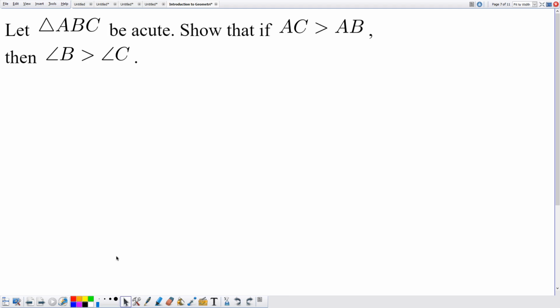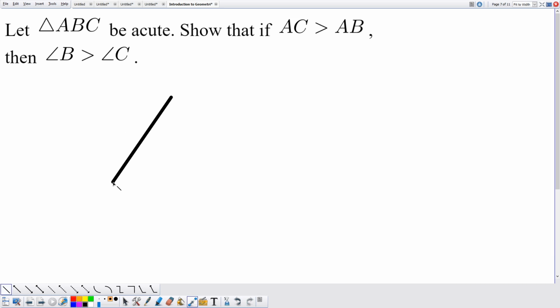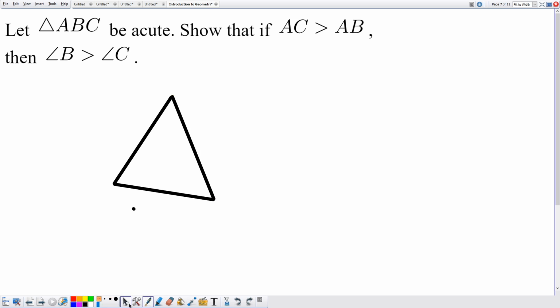Okay, so let's look at this problem. We have triangle ABC. So let's draw a triangle ABC and make sure it's an acute triangle. And we have that AC is greater than AB. So A, B, C. AC is strictly greater than AB. We want to show that if that's true, then angle B is greater than angle C.